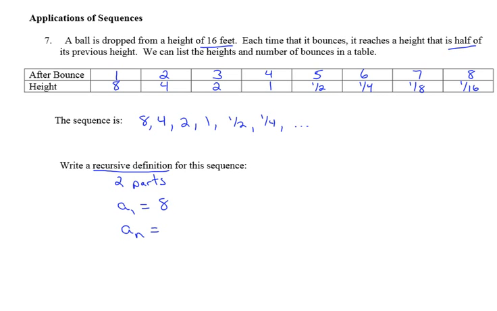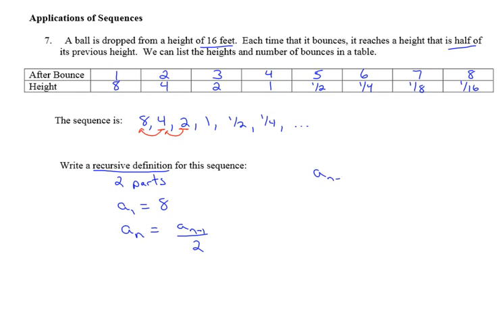Now remember, with a recursive definition, we want to relate the terms to the previous ones. In other words, what do I do to 8 to get to the 4? What do I do to 4 to get to the 2? What did I do each time? Hopefully you're saying divide by 2. So I need to take something and divide it by 2. That something is the term before it. And the way that I represent that is a sub n minus 1. A sub n minus 1 means the term before.